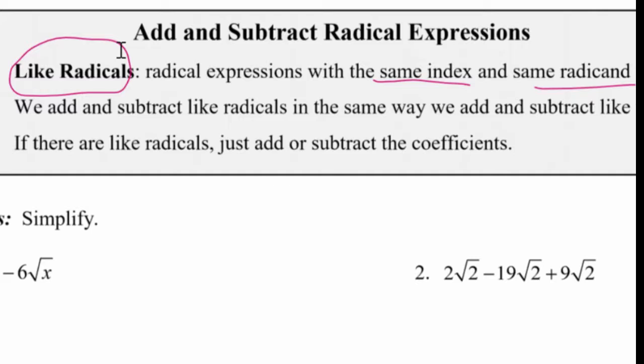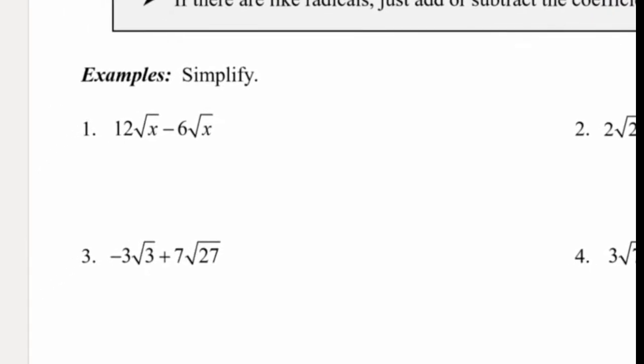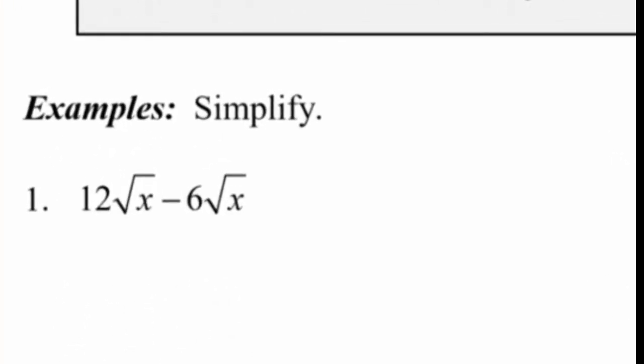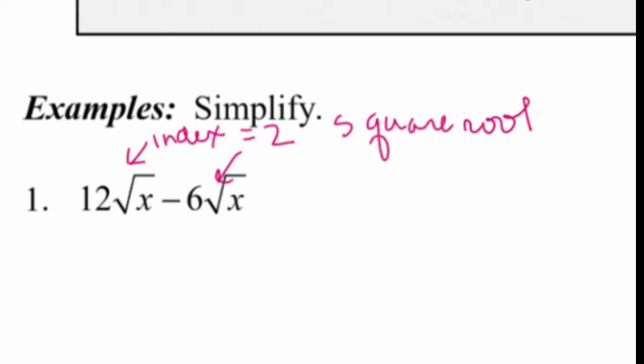So for example, when you go down here to the first example, 12 square root of x minus 6 square root of x, both of these terms are like radicals because they both are square roots, right? So the index is 2 for both. Remember, when they don't write the little number, the index, it's understood to be 2 because that's a square root. And the radicand for both of these is x. So they have the same index. They're both square roots of x.